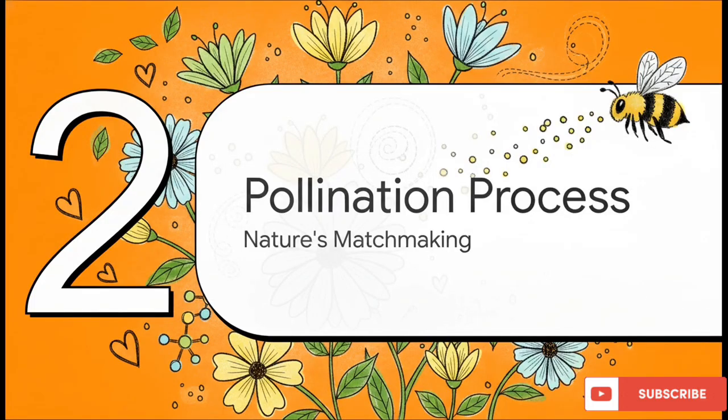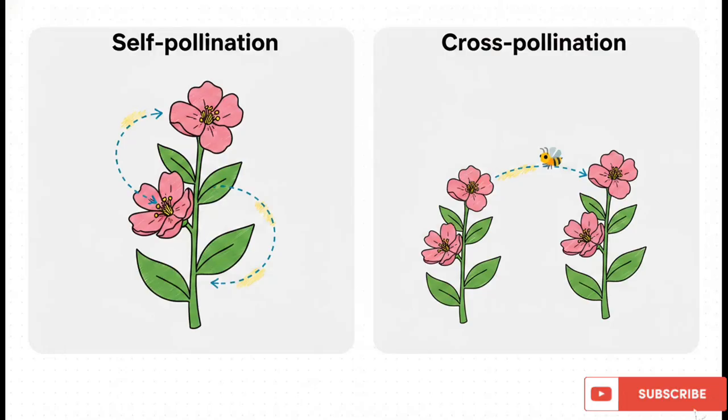Moving on to Section 2, the pollination process, or as I like to call it, nature's matchmaking. So now that we know the parts, how do plants actually transfer this genetic material? Well, pollination is simply the transfer of pollen grains from the anther to the stigma, but it happens in 2 main ways. Self-pollination, or autogamy, is when pollen transfers within the exact same flower or to another flower on that very same plant. Cross-pollination, or allogamy, is when pollen travels between flowers of completely different plants of the same species.